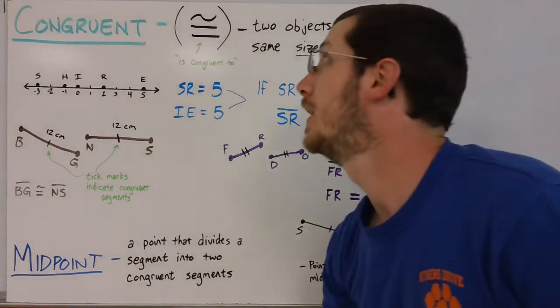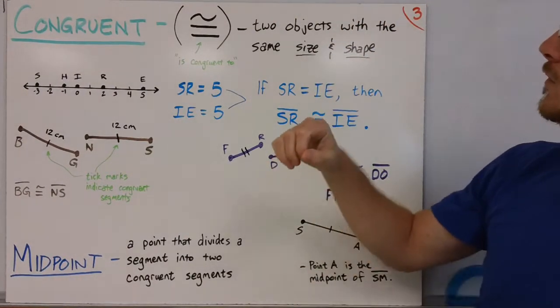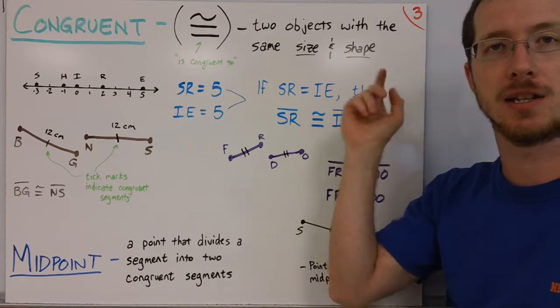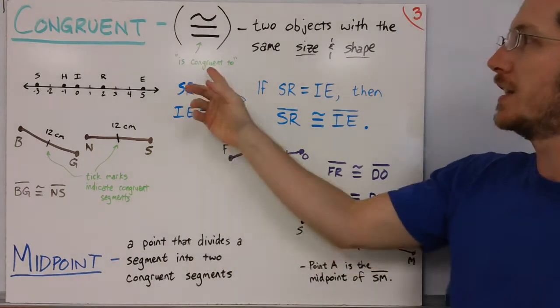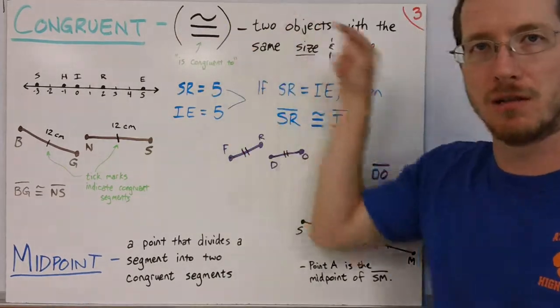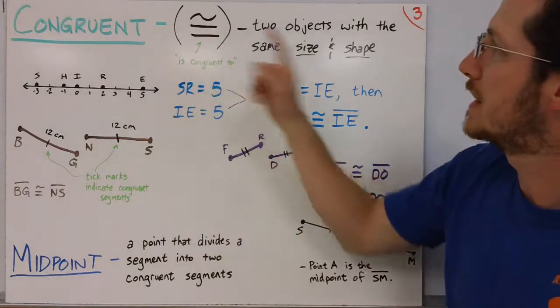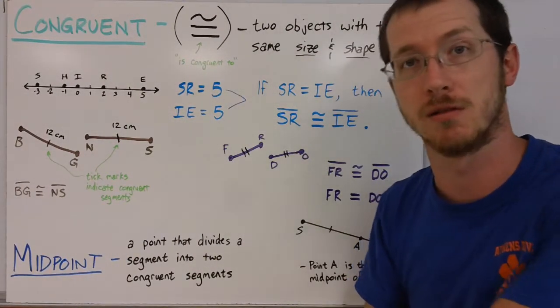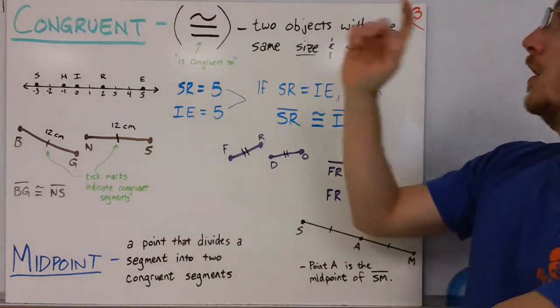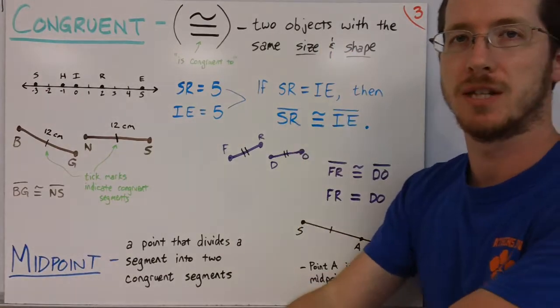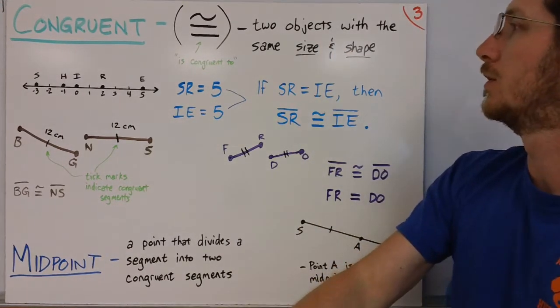Okay, our next term is congruent. Congruent means two objects with the same size and shape. The symbol for "is congruent to" is kind of like an equal symbol with a tilde on top. So that means "is congruent to." We'll be seeing this term and this symbol a lot this semester, so get comfortable with it. So, congruent: two objects with the same size and shape. Both of those have to be the same for two objects to be congruent.